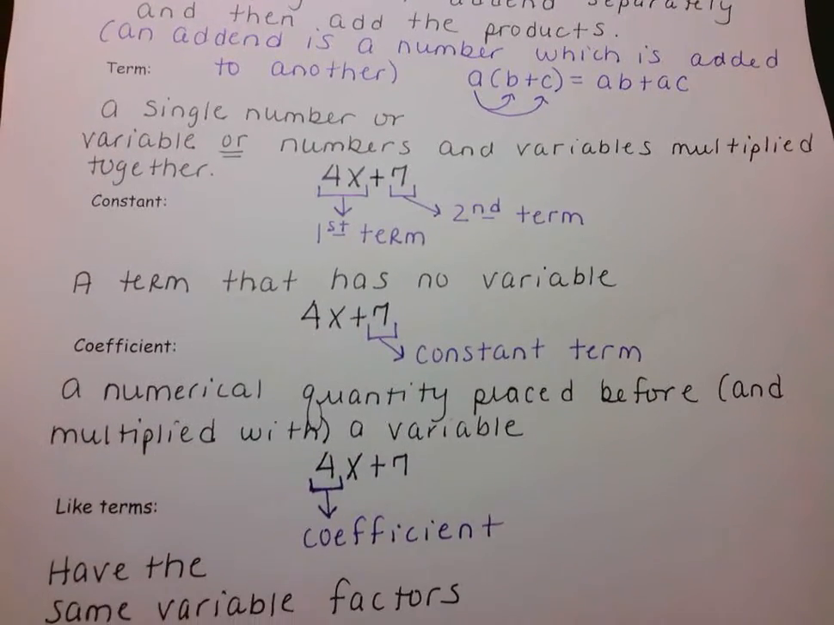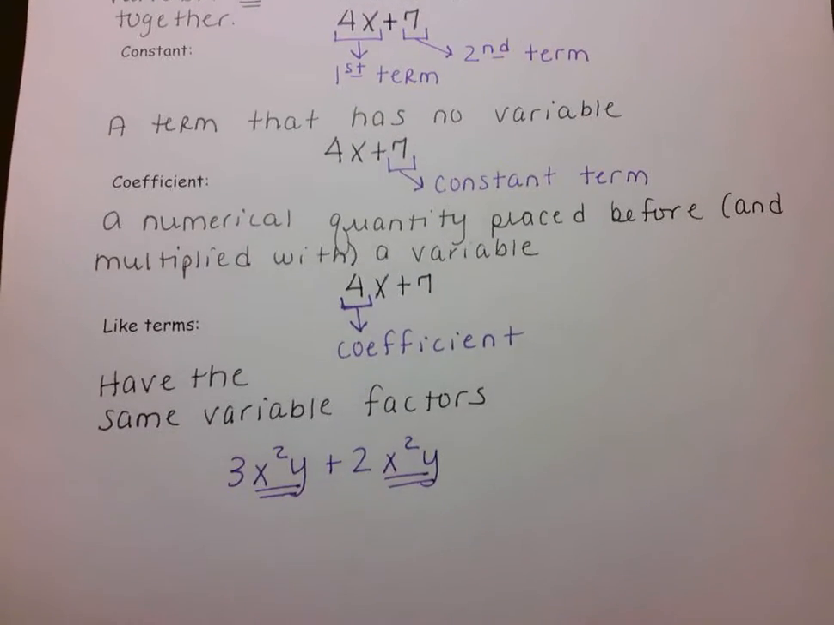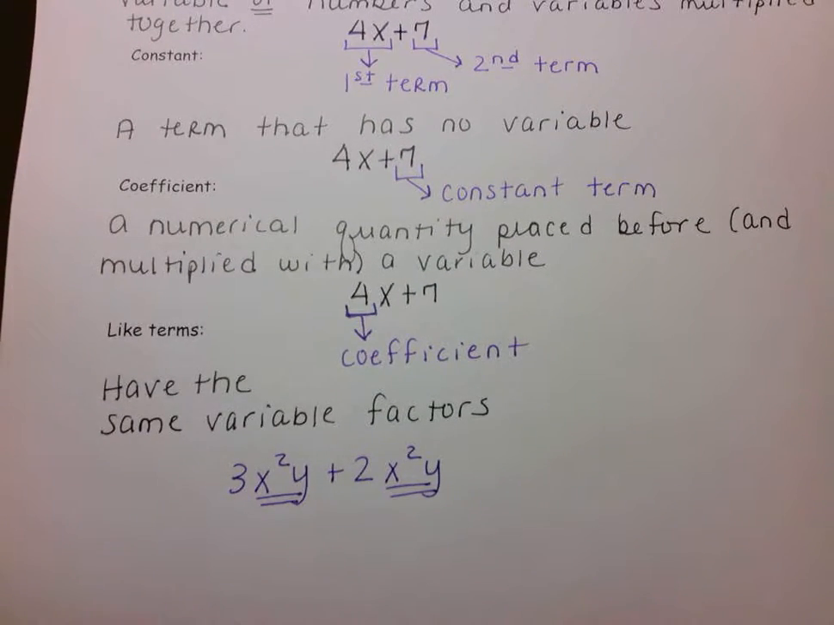And a coefficient. A coefficient is a numerical quantity placed before and multiplied with a variable. So in the example 4x plus 7, 4 is my coefficient. It's the numerical quantity that's attached to the variable through multiplication. And like terms have the same variable factors. So 3x squared y and 2x squared y are like terms because they both have the variable factors of x squared y.